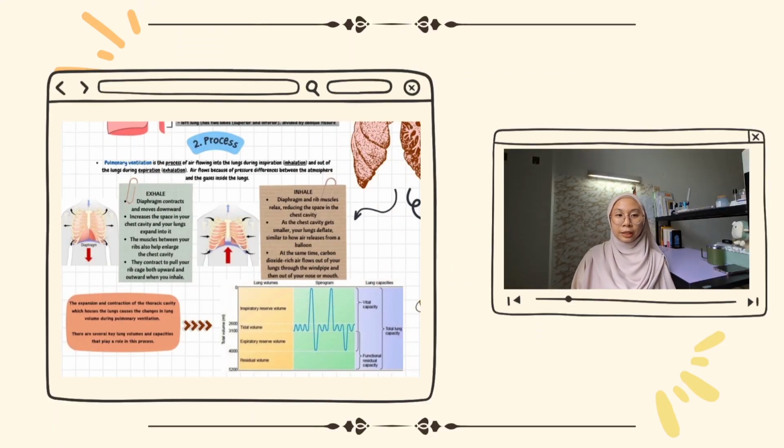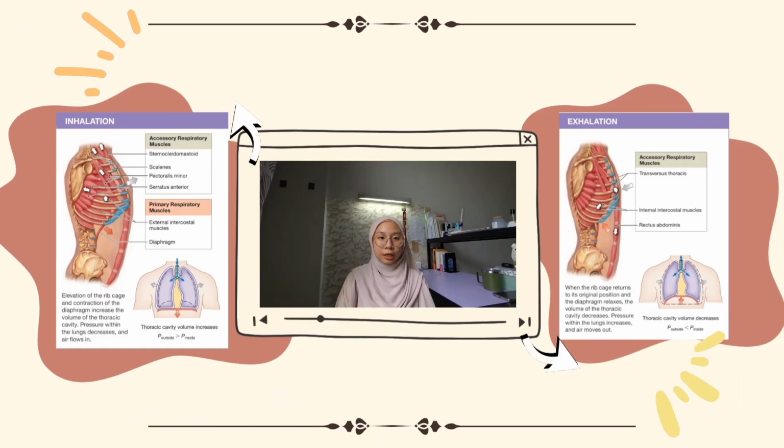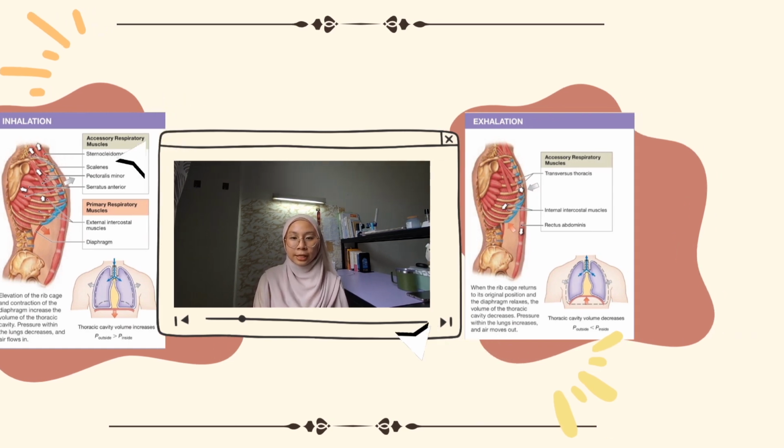Pulmonary ventilation can be defined as the process of air flowing into and out of the respiratory system due to the pressure difference between the atmosphere and the gases inside the lung. There are two ways of air movement entering and exiting our respiratory system, which are inspiration and expiration, or we are used to the terms inhalation and exhalation.